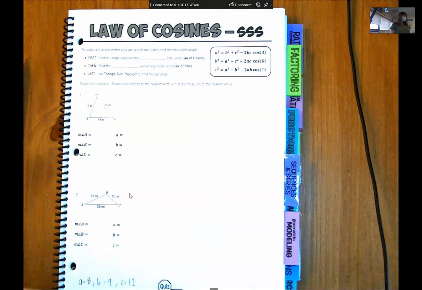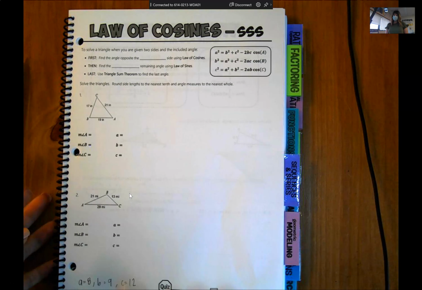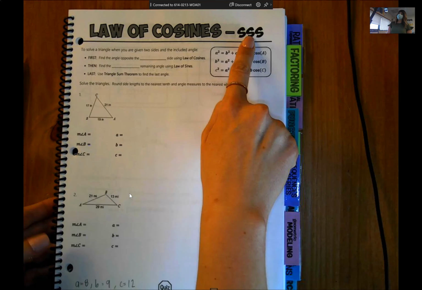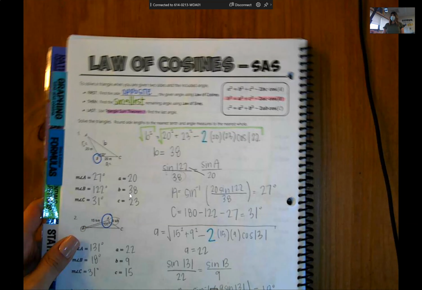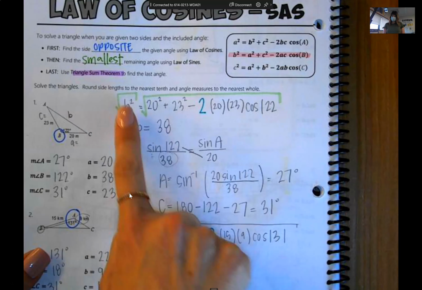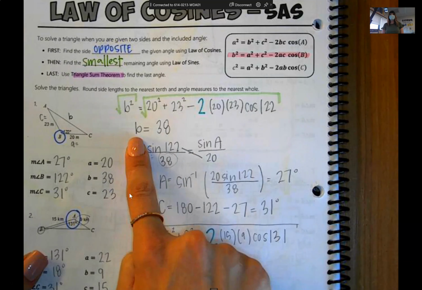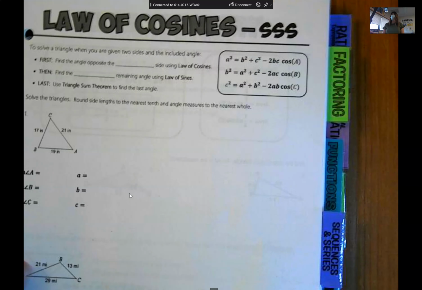Okay, today we're doing law of cosines again, but with a different triangle situation. So last time we had the sandwich. We had side angle side, and we used the big old ginormous root to find a missing side. Well, today, they're giving us all of the sides. So if you look at our first triangle, we know every side length.